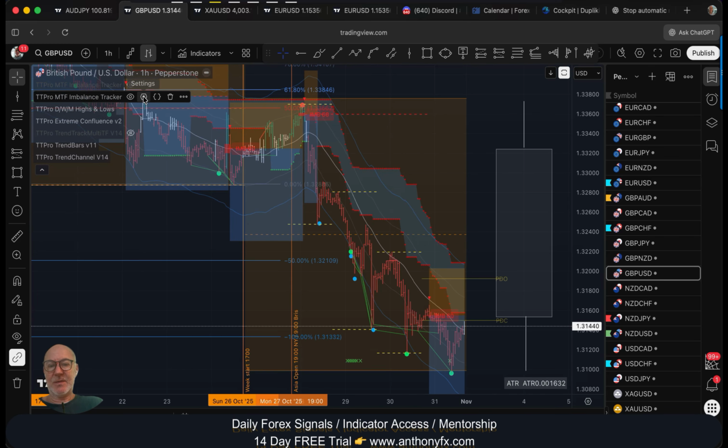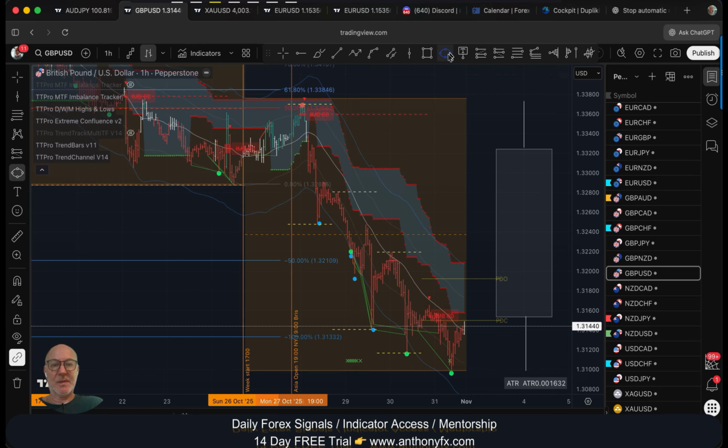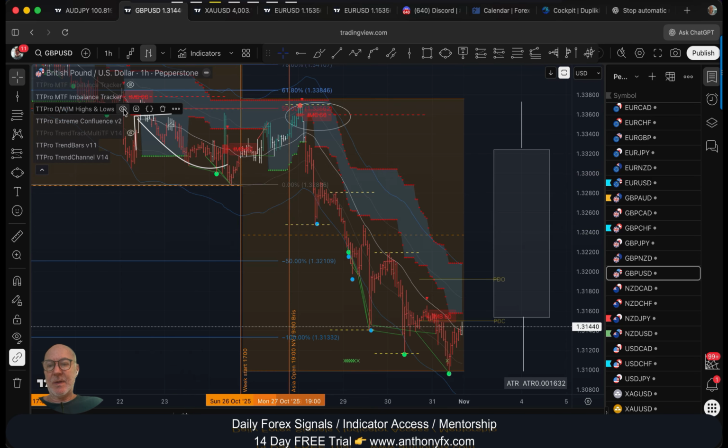Now, Imbalance Tracker, just be careful because it's going to give you both bullish and bearish. I'm taking that out because I only want the actual imbalance. So we've got the Imbalance Tracker. Set this to 0. Leave it on chart. That's it. Probably take those out. And this one here will give you previous levels.